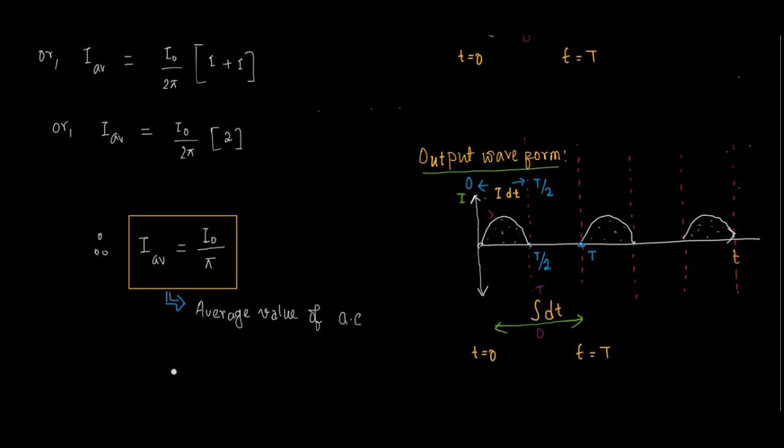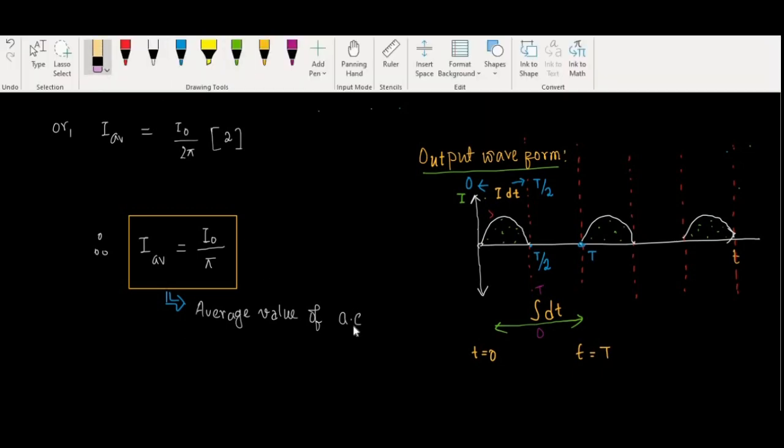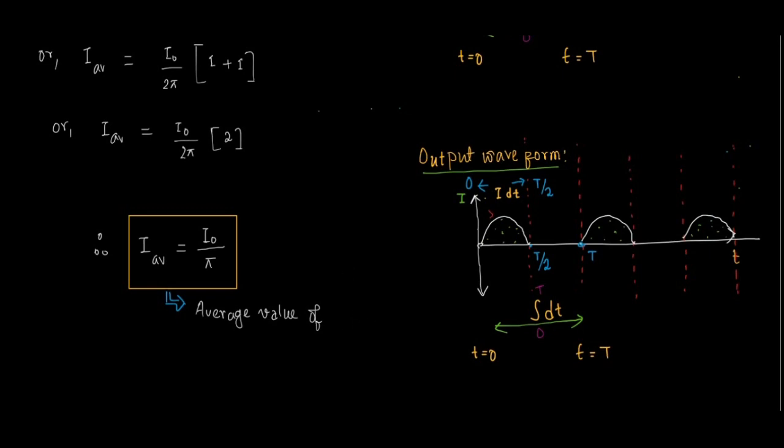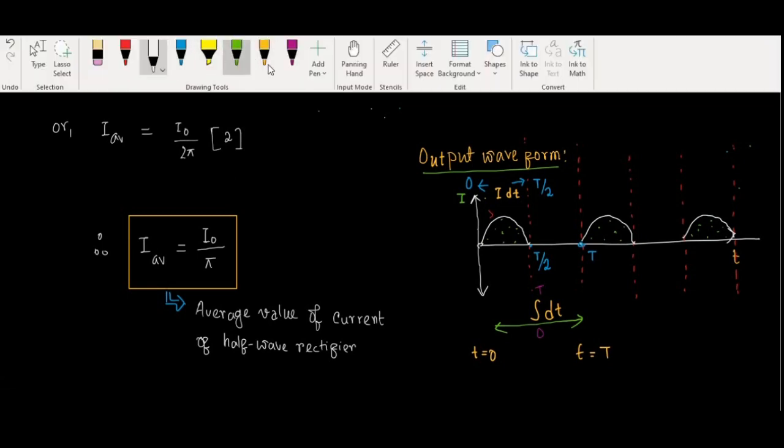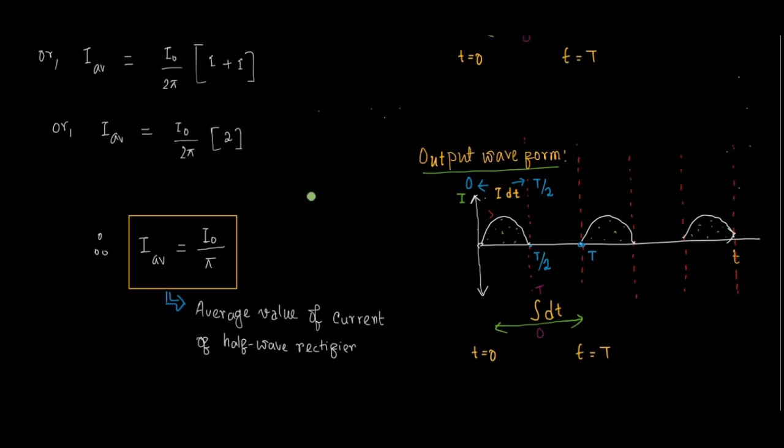It is the average value of current obtained at the output of the half-wave rectifier. It should be average value of current, not alternating current, because direct current is obtained at the output of a half-wave rectifier. That's why I_AV is equal to I0 by pi, the average value of current of a half-wave rectifier.